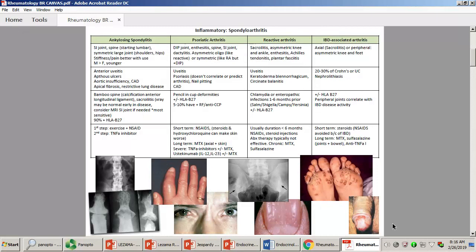So all 4 of these have certain features in common. Does anybody want to guess some of the features they have in common? SI joint involvement. Okay, good. So sacroiliitis is one of the common things you'll see across the board. What else? Eye stuff, not necessarily in all 4, but definitely in reactive arthritis and ankylosing spondylitis. That will be seen a bit more commonly with ankylosing spondylitis.